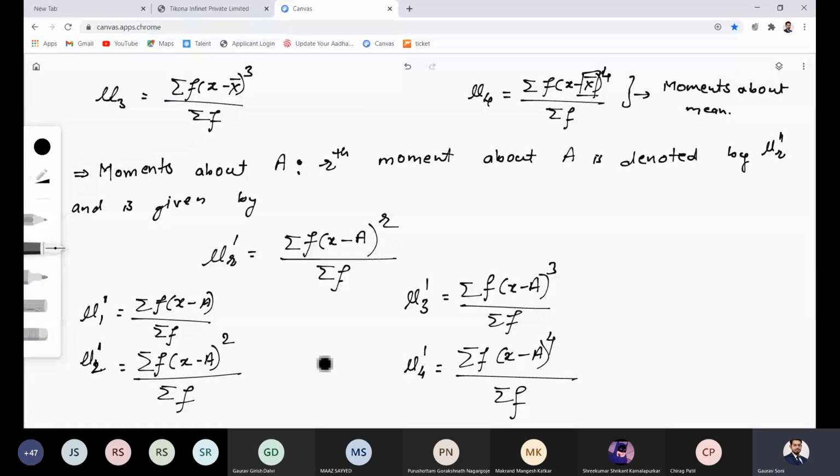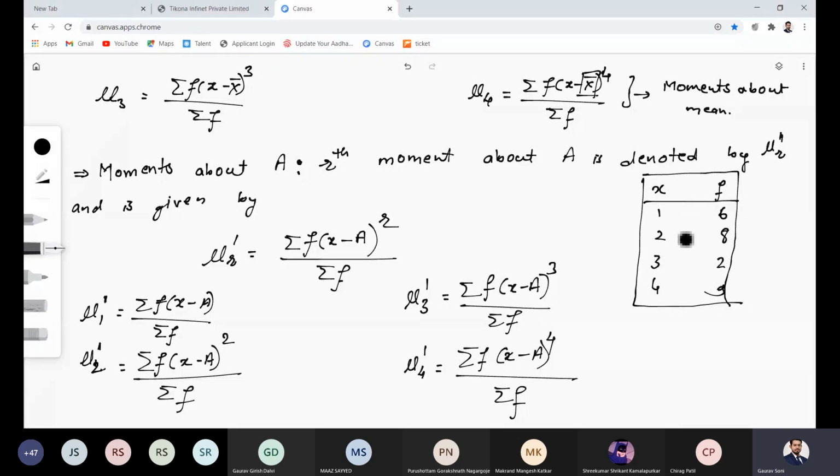Why does this dash stand for pseudo? I have some data, say x and f. I'll write down the entries, say 1, 2, 3, 4, and the frequencies are 6, 8, 2, 9. I have x, I have f, and I am taking an arbitrary number, say 2 simply. Then I can take x minus 2, f into x minus 2, f into x minus 2 square.